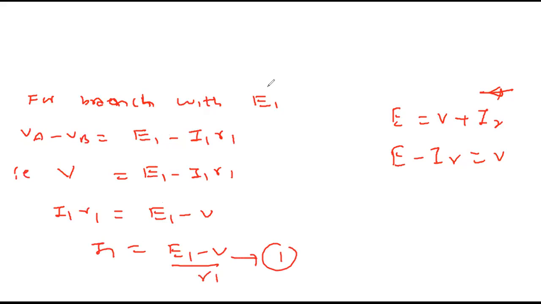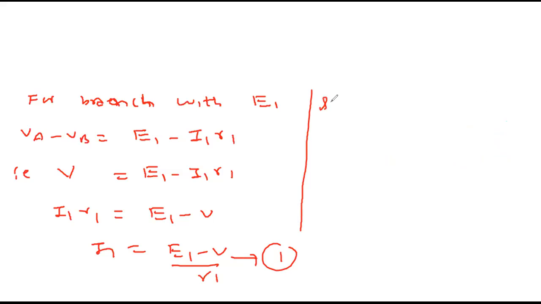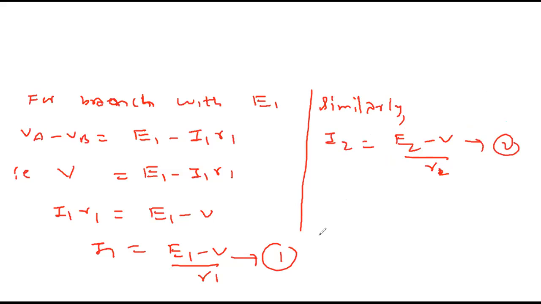One more formula for I2, but this time we will write similarly. I2 equals E2 minus V upon R2. This second line also clear? Yes, sir.